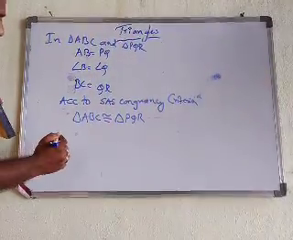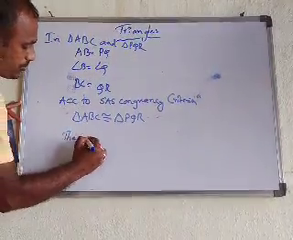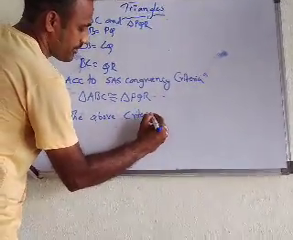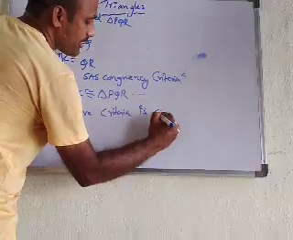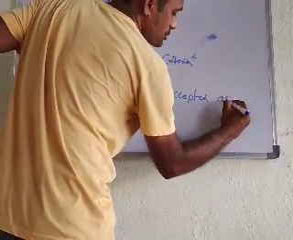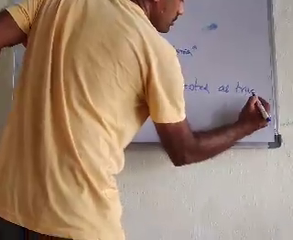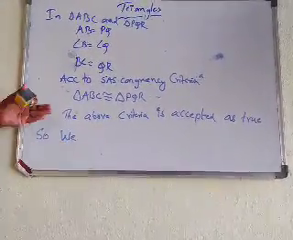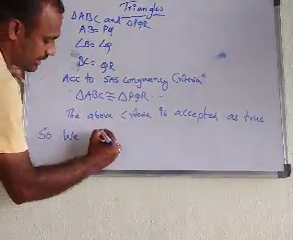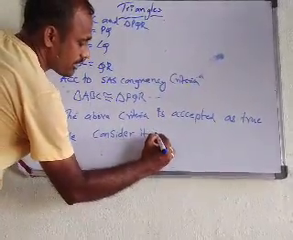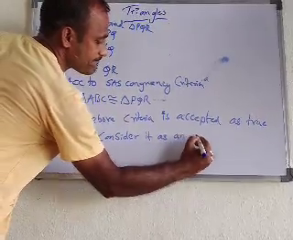The above criteria is accepted as true, so we consider it as an axiom. Why? Because there is no proof for the above theorem, so we consider it as an axiom.